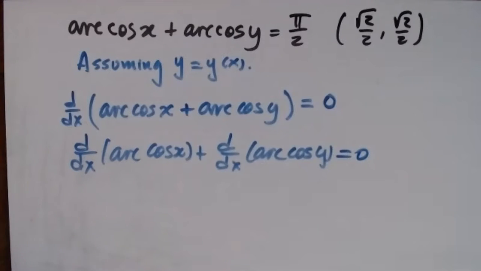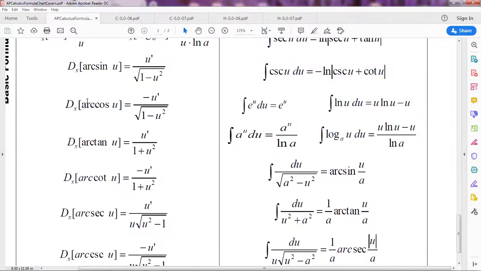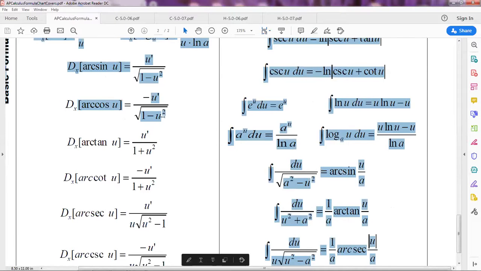And then I have to use the formulas. Remember, the formulas, let me share the screen again. The formulas are right here. You see them? These are the formulas you have to use. The derivative of the arc cosine of u is this one right here, correct?